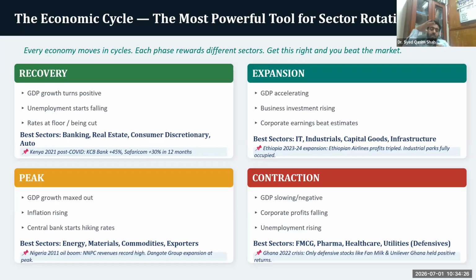But let's say your economy is in contraction, going down from the peak. GDP is slowing or even negative, corporate profits are falling, unemployment is rising. In that case, utility industries, healthcare, and pharma are basically the best sectors. Even though the economy is going downward, you can still take profit. So as an investor, we need to understand the economic cycle and how we can use it in selecting our sectors or industries.